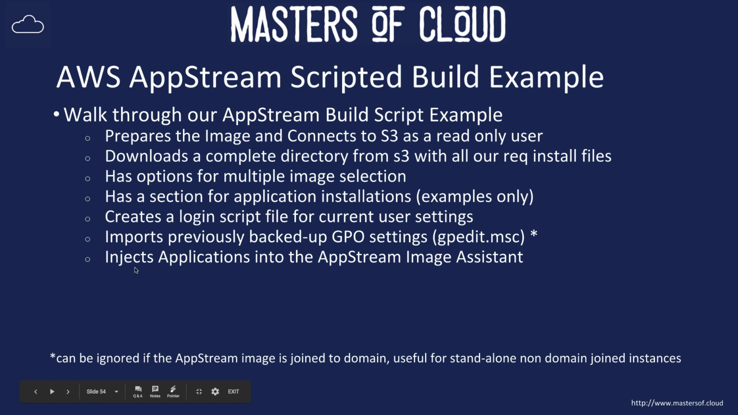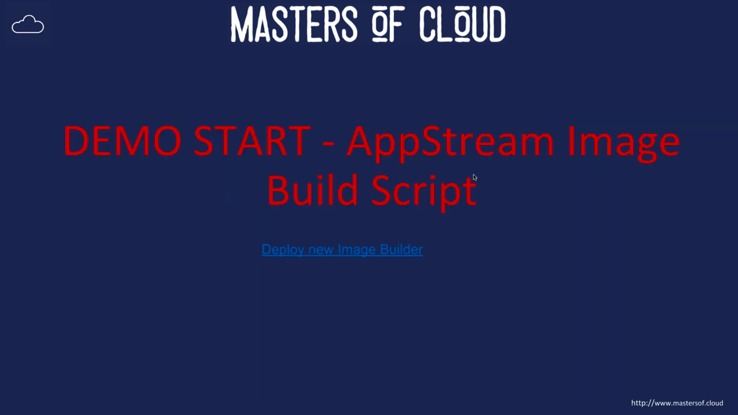And there we go. Sorry, you can see imports previously backed up GPO settings can be ignored if the image is joined to the domain. So it really is only useful for a standalone image, but we'll talk through that as we do it. So in the next video, we're going to go through our demo. We're going to start the AppStream image build script, and I'm going to show you what that looks like, and we're going to deploy a new image builder as well, so we can walk through all those steps.